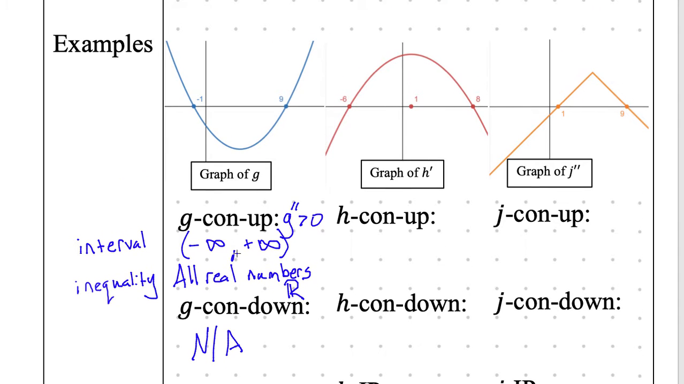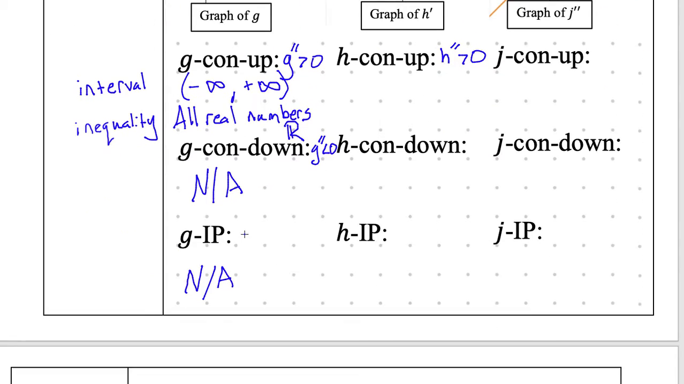Let's talk about H prime. So on the graph of H prime, what is H double prime? H double prime is now slope. All right, so what is the definition of H concave up again? H double prime is greater than 0. And I should have put this one down here, G double prime less than 0. And what is an inflection point? It's where G double prime changes signs.